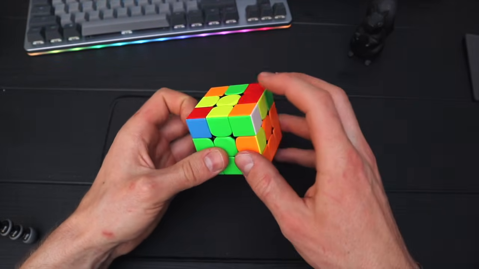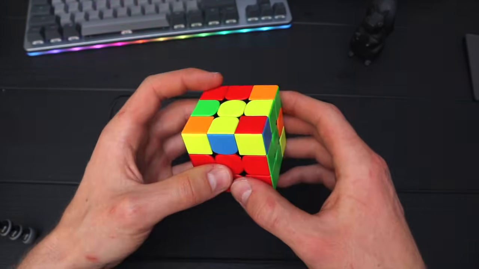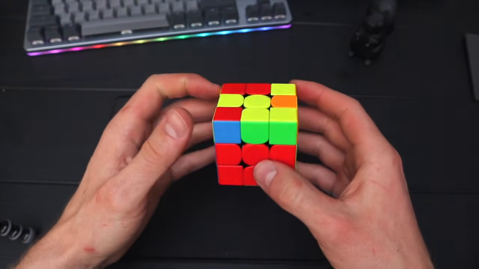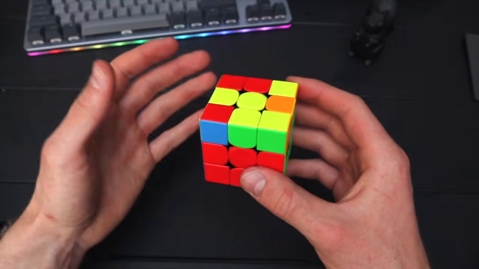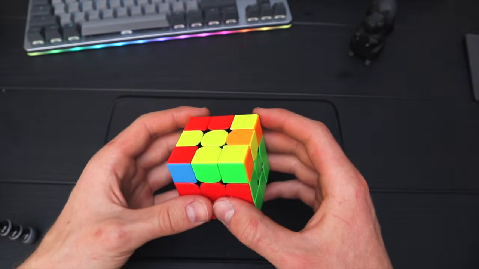Another cool trick is this tree mover, but from the back, like this. It's something Felix did in his 3 point something solve. I don't know what the time was, but it was a sub 4. And if you can do it in a sub 4 solve, it must be pretty good.